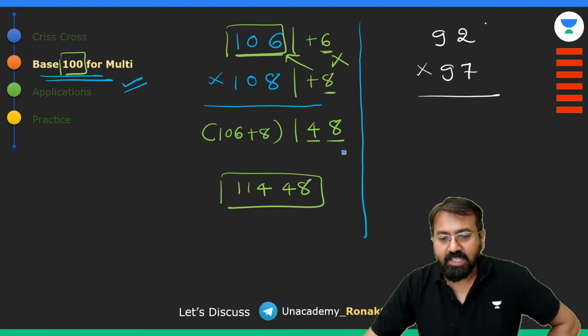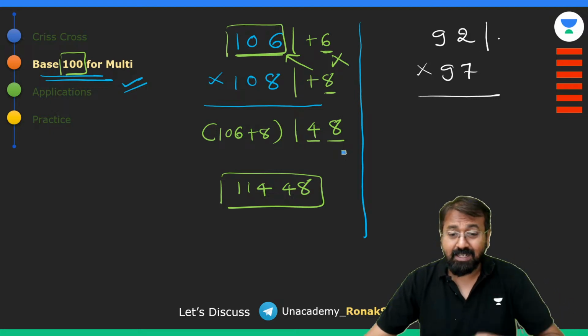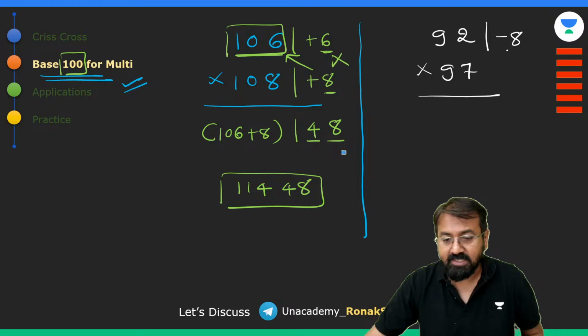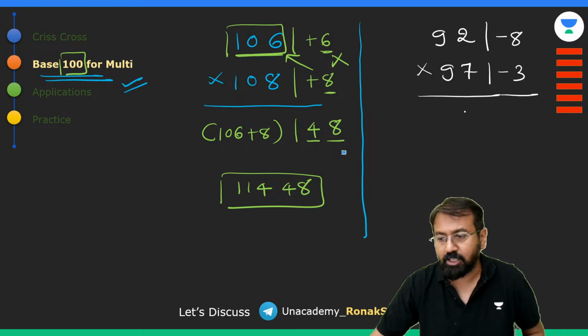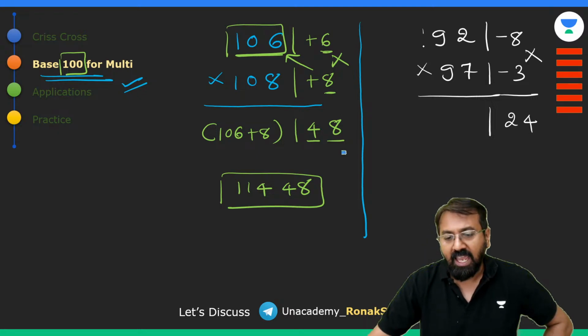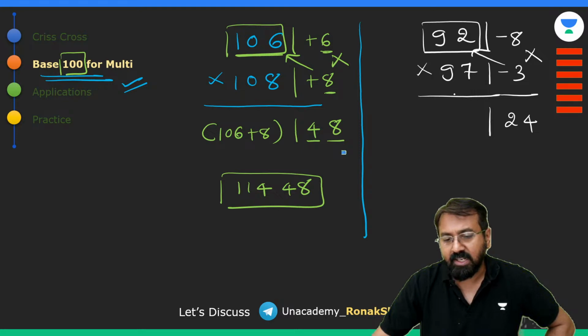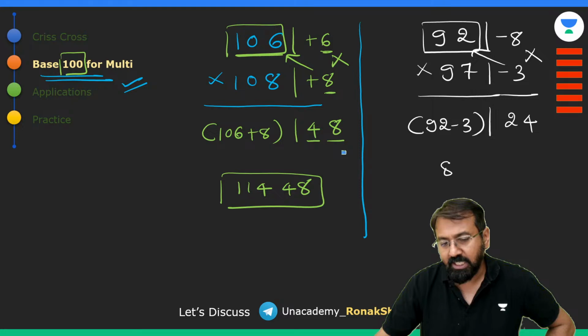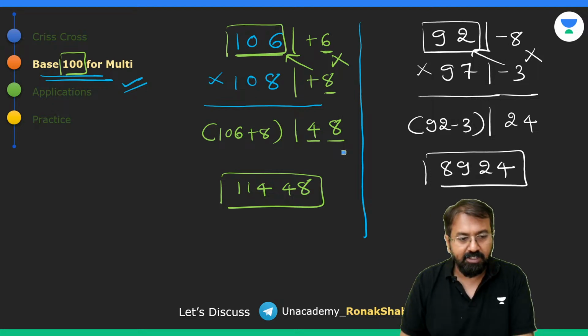Okay. So guys, 92 is 8 less than 100, so write down minus 8. 97 is 3 less than 100, so write down minus 3. Now what will be the right part? Multiply these 2: minus 8 into minus 3 is positive 24. And for the left part, it will be 92 minus 3, so it's going to be 89. So it's going to be 8924. Are you all clear, everyone?